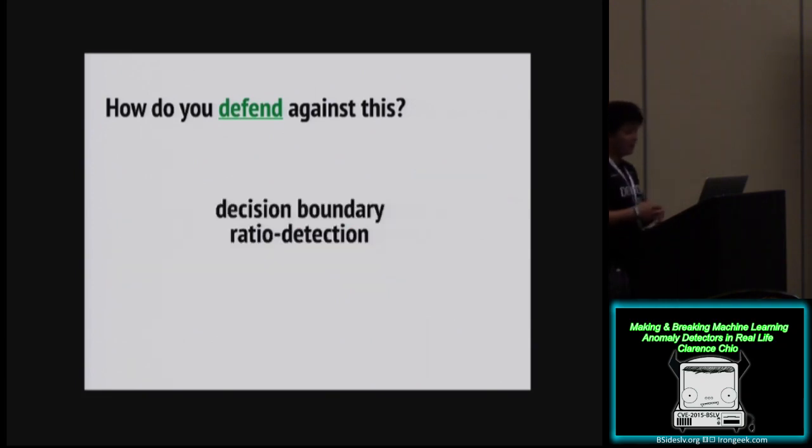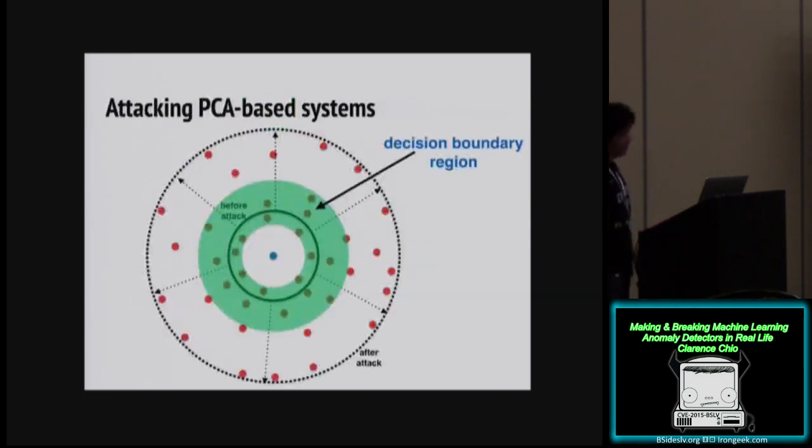Something else that you can do is decision boundary ratio detection. This would mean that if you detect that a lot of points coming into your web server, for example, have been falling very close to the actual decision boundary, then you would be able to flag that as anomalous. So it's kind of like an inception of anomalies. You would have an anomaly on your anomaly detection model.